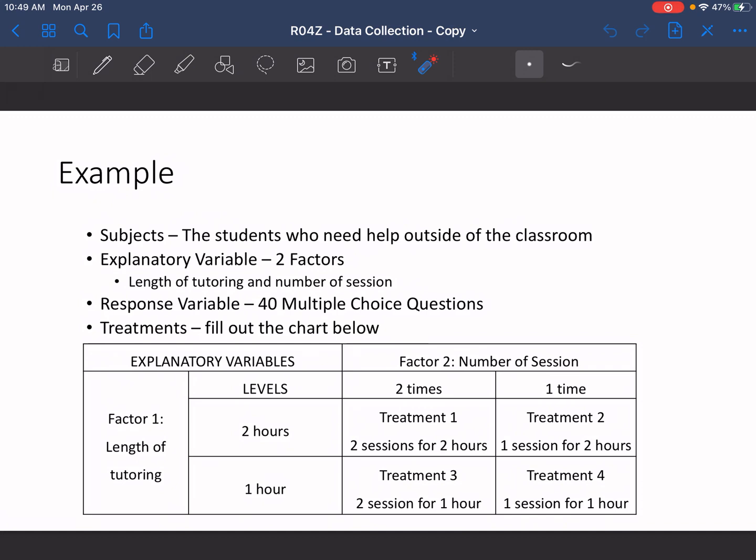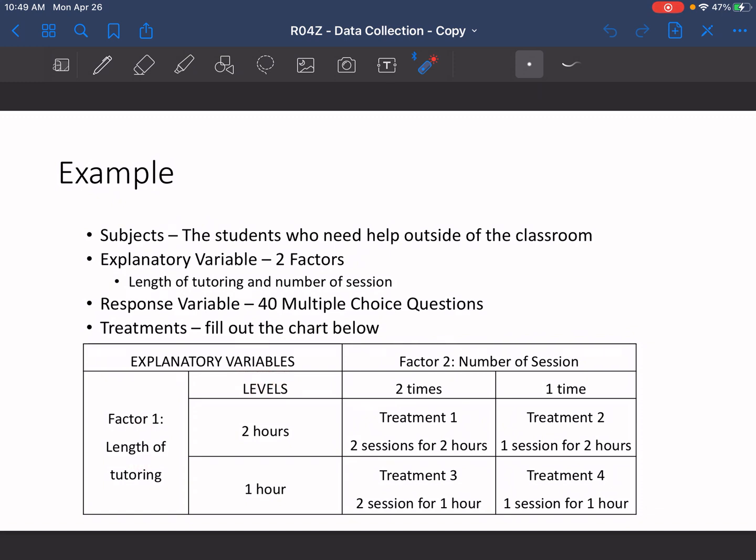And then our treatments are all of this below. So again, our first part that we're looking at are our factors. Our first factor is, again, the length of tutoring. That's basically just our explanatory variables. And then our second factor is the number of sessions. And so both of those would be considered factors.